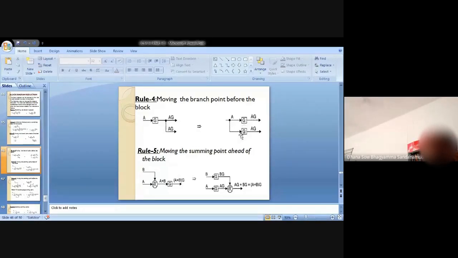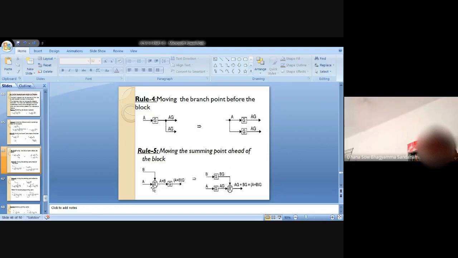So what I should do is add one more block G, so that A into G I will get AG. It is also very clear and simple. This is one more rule. Next, rule number 5: moving the summing point ahead of the block.